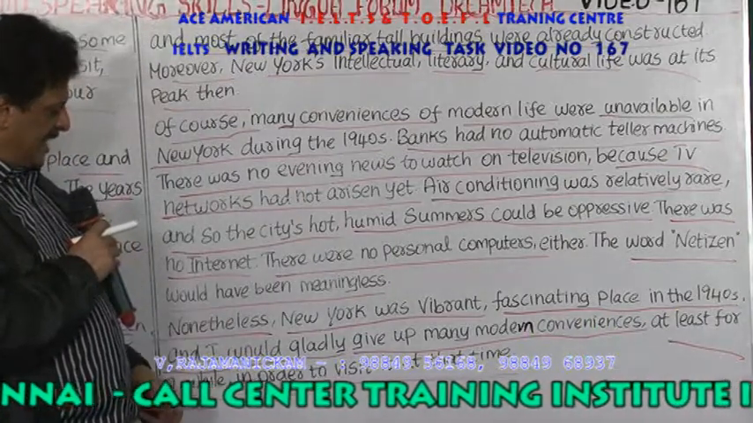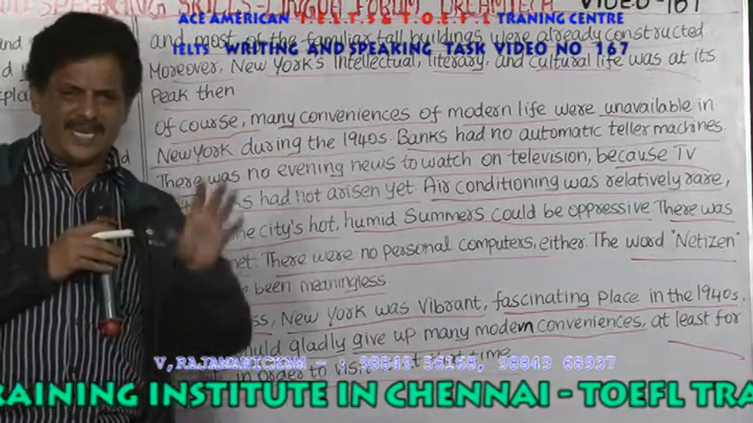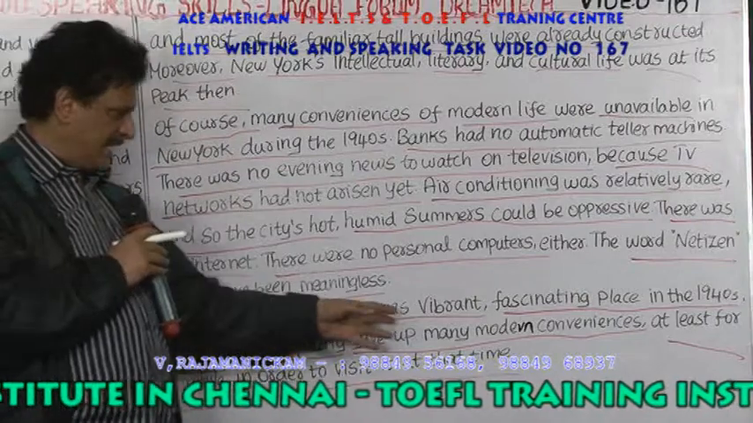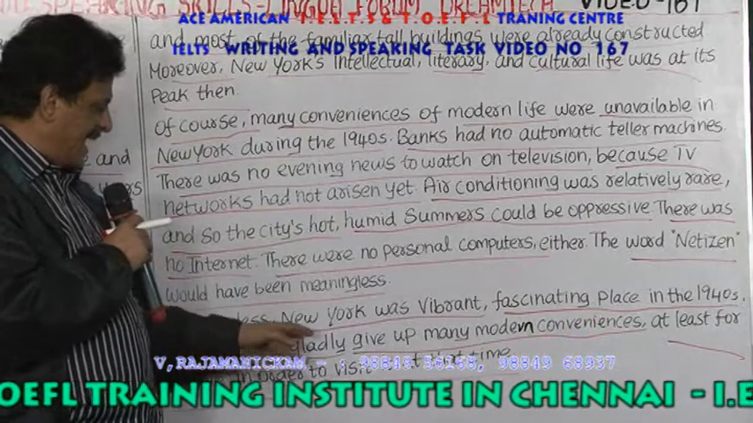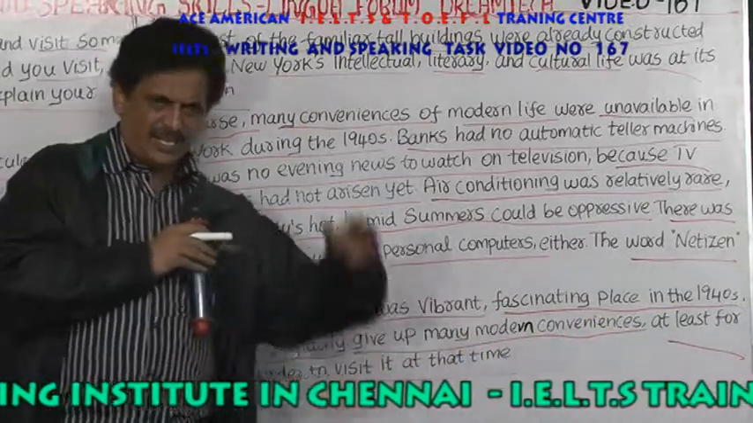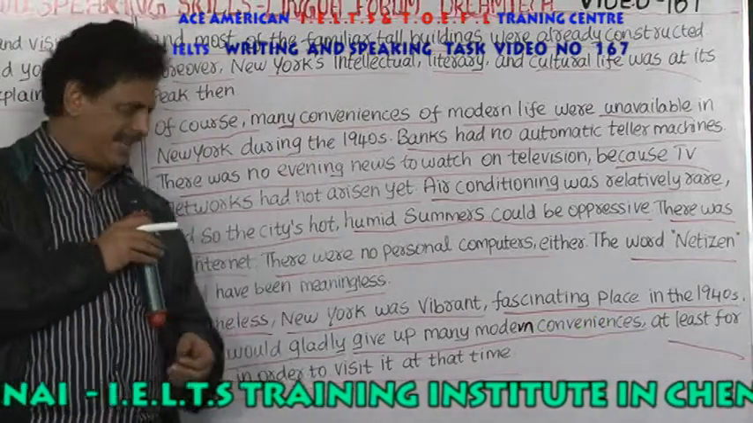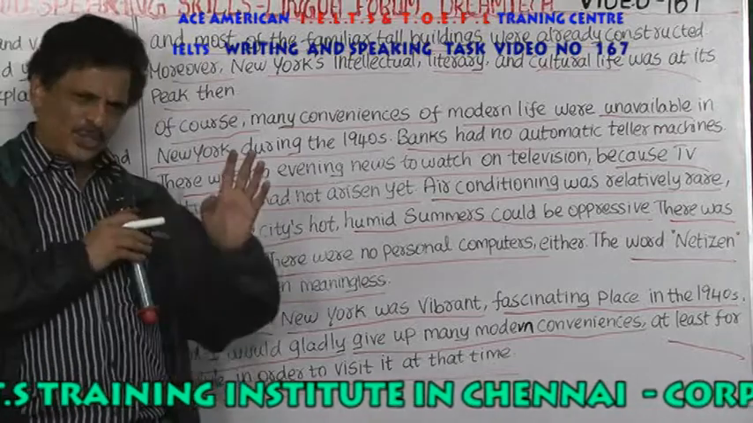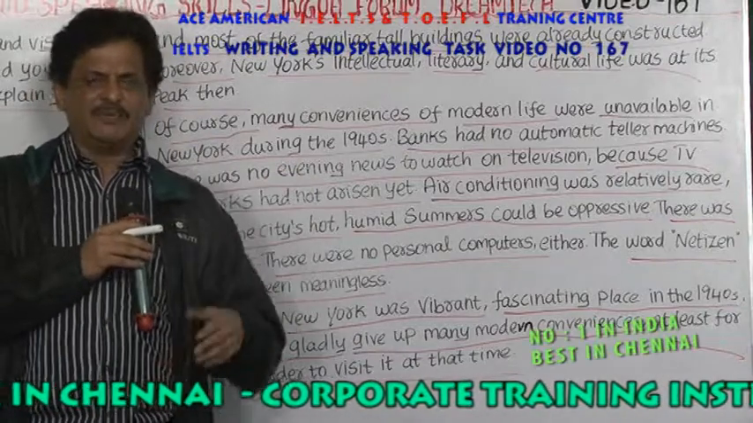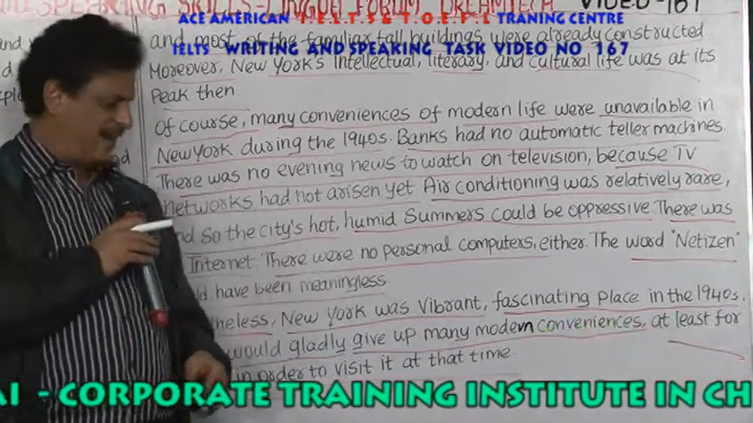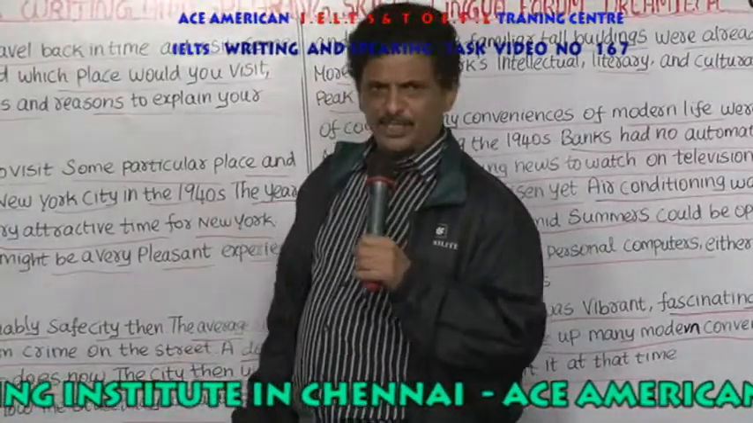இருந்தாலும் New York was vibrant. நியூயார்க் நகரம் 1940-50களிலே புத்துணர்ச்சியுடன் ஊக்கத்துடன் இருந்தது. Fascinating, கவர்ச்சிகரமாக இருந்தது. I would visit this place in the 1940s, and I would gladly give up many modern conveniences. இப்பொழுது இருக்கக்கூடிய அதிசௌகரியங்களை விட்டுவிட தயாராக இருக்கிறேன். At least for a while, கொஞ்ச காலத்திற்கு அந்த 1940-50களிலே நான் வாழ வேண்டும், திரும்பி செல்ல வேண்டும். இப்பொழுது இருக்கக்கூடிய சௌகரியங்கள் கிடைக்காவிட்டாலும் visit at that time. ஸோ இந்த கட்டுரையாளர் நியூயார்க்கில் 1940-50 சொல்கிறார்.